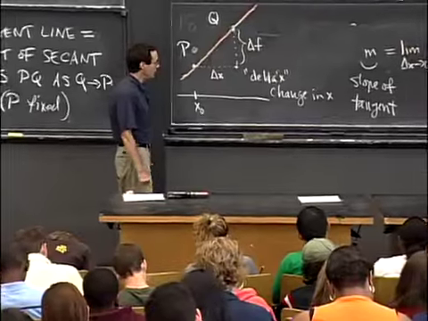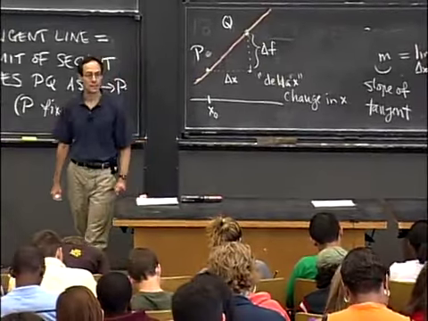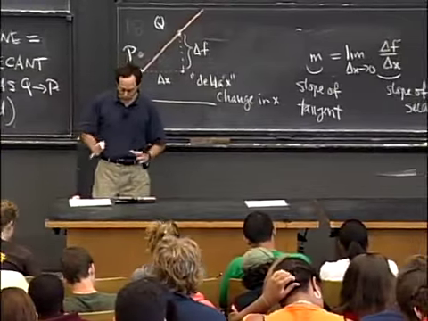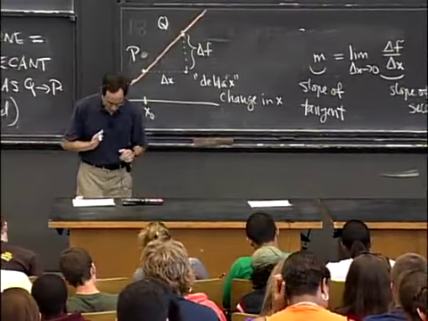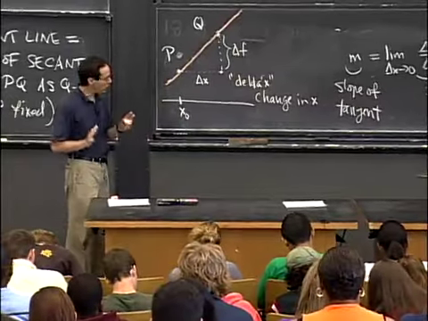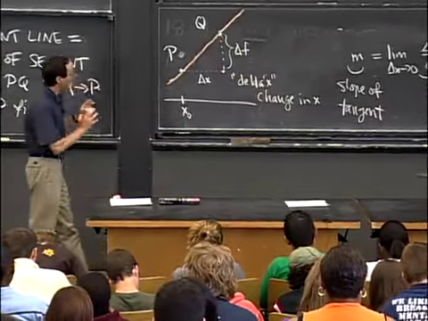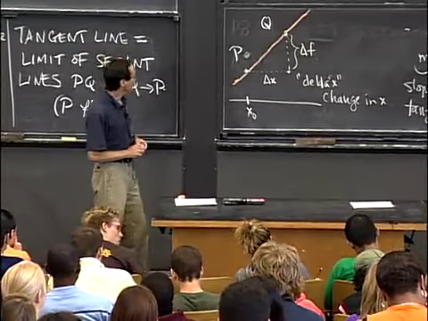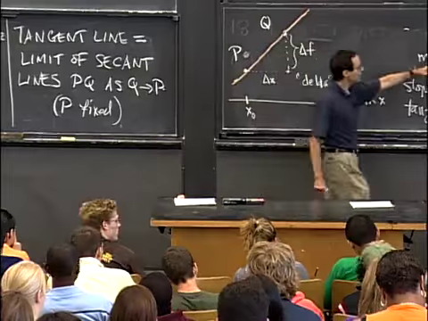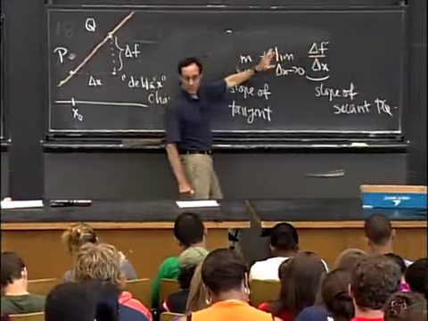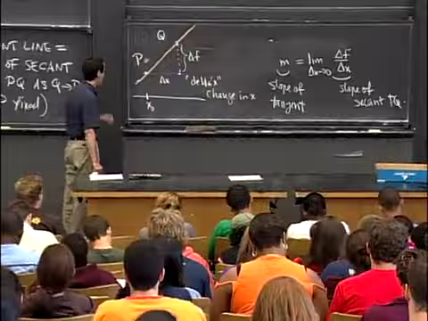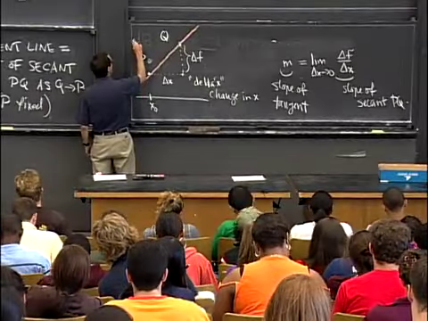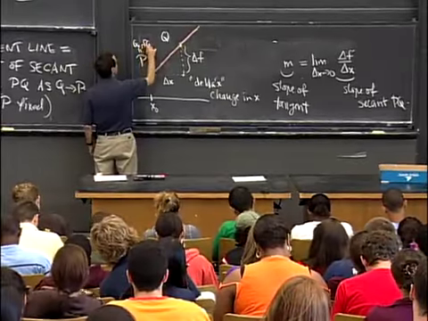Okay, now this is still a little general, and I want to work out a more usable form here. I want to work out a better formula for this. And in order to do that, I'm going to write delta f, the numerator, more explicitly here, the change in f. So remember that the point P is the point x0, f of x0.